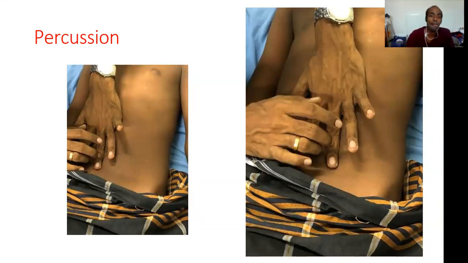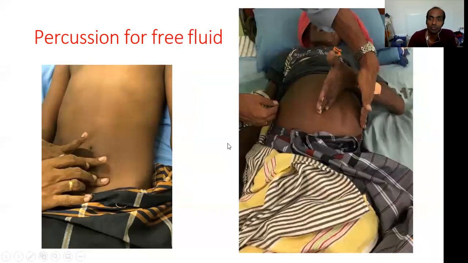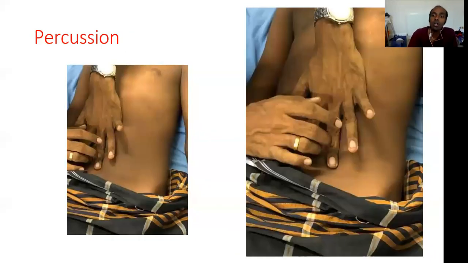Right. So if you find flank dullness, you can also look for shifting dullness. Turn the patient onto a side, wait for a few seconds, and then repercuss the dull area. If there is fluid, it will move out and that area will now be resonant. That is called shifting dullness.